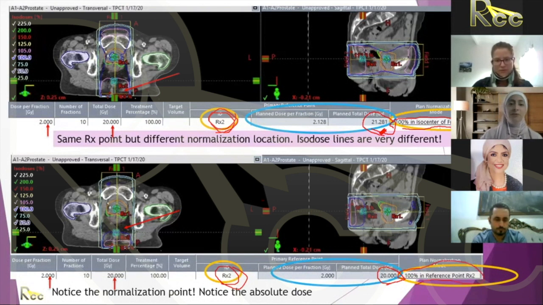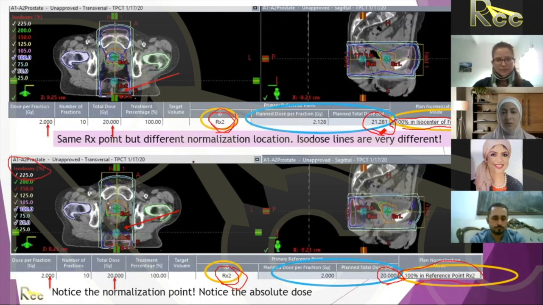So yes, of course, you can do all the things that we talked about. You can have a prescription point for every field. You can prescribe to an isodose line. But when you do the plan evaluation, please turn on the absolute dose visualization, not the percentage visualization. Percentage could be misleading in this case.